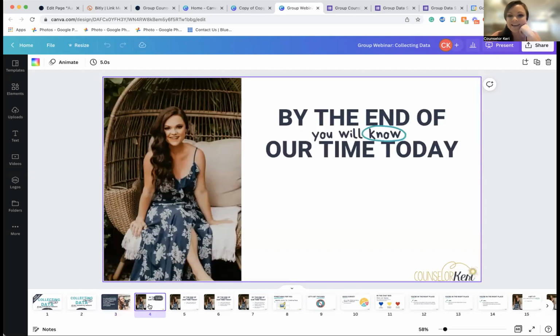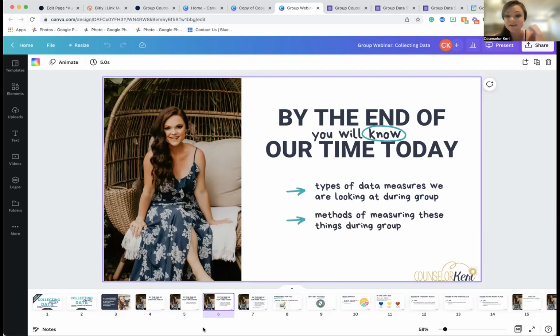Okay, so by the end of today, what I would love for you guys to have is just to be aware of some of the types of data measures that we're looking at during group. So during the group session, what kind of things are we collecting? Some methods of measuring these types of things, really simple ways, and then easy ways to not just measure, but also gather your data and keep track of it as you're moving forward. Because we can collect data and be aware of it, but if we don't track it and look at it later, it's not useful information to us later.